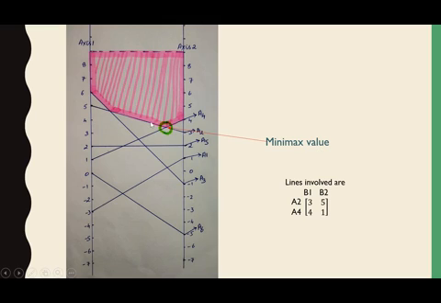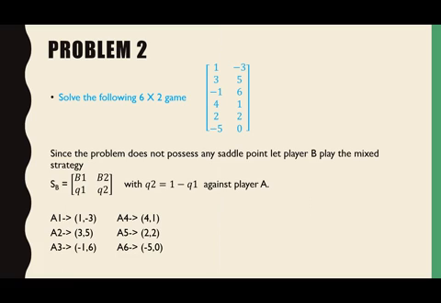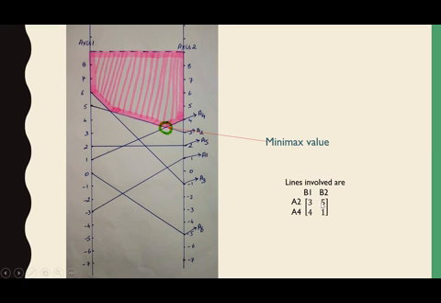So which are the two lines involved in the point of intersection? This line and this line. So line A4 and line A2. So A2 and A4 are involved. B1, B2 you cannot skip. So A2, A4. Only the matrix A2 and A4 has to be considered. It is 3, 5 and 4, 1. So now it became a 2 cross 2 problem. You know how to solve it.